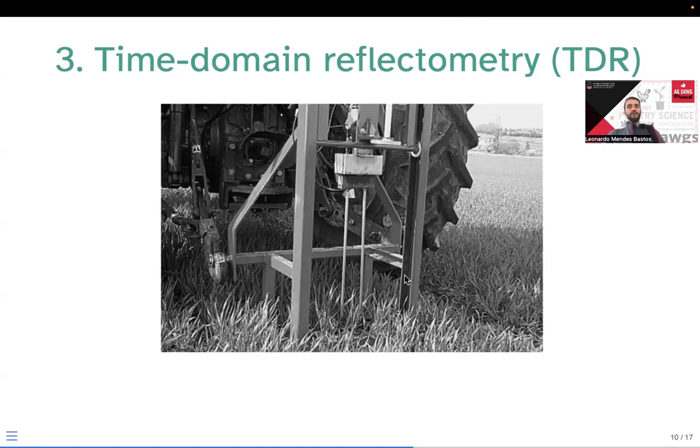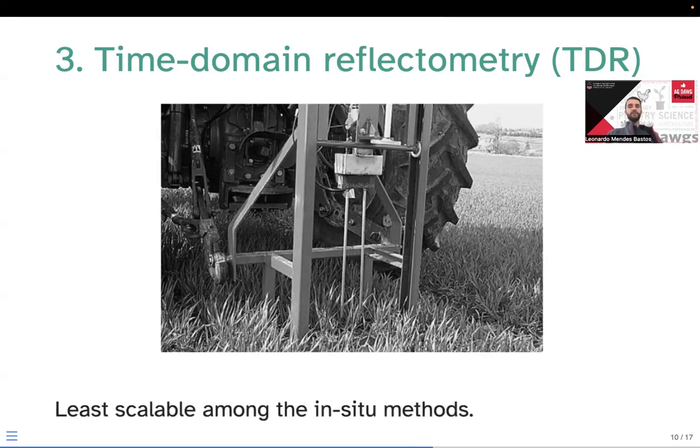In this case that I'm showing you, it is in situ, but as you see, it's not on the go. You cannot drag this over the soil. You have to drive to a point, stop the tractor, lower the probe, take a measurement, bring the probe up, and go to the next point. So even though it is in situ, it is the least scalable of the three methods that we're talking about here.